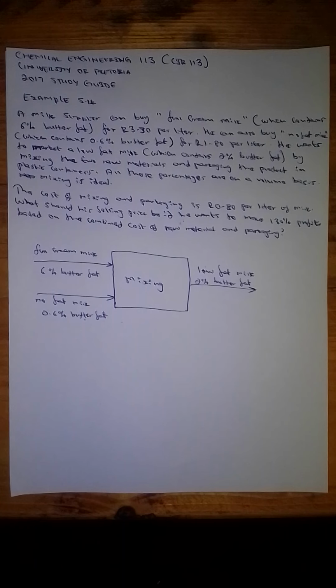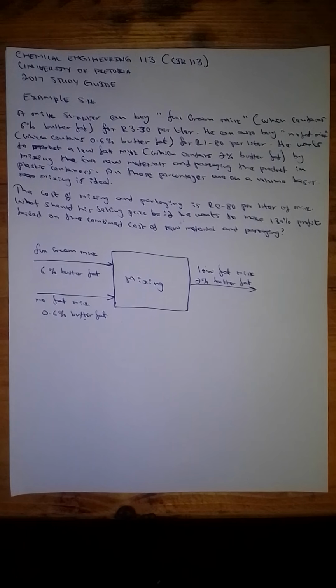We're looking at example 5.1.4. It says a milk supplier can buy full cream milk which contains 6% butterfat for 330 cents per liter. He can also buy the no-fat milk which contains 0.6% butterfat for R180 per liter. He wants to market a low-fat milk which contains 2% butterfat by mixing the two raw materials and packaging the product in plastic containers. All these percentages are on a volume basis and mixing is ideal.